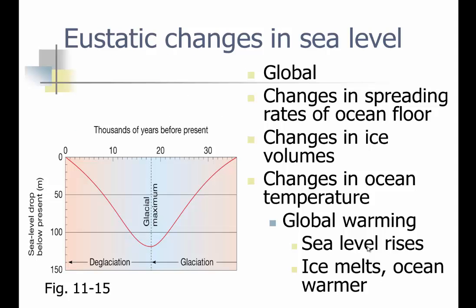Okay, so we got that slide. Next one is called eustatic changes. These are global changes, so all the things we talked about, tectonics, isostasy, and global warming, are going to change the level of the ocean. These can be done by seafloor spreading rates, actually spreading the ocean. If it spreads really fast, water levels will drop. Changes in ice volumes: we melt ice, it turns into water, fills the ocean. We form ice, it comes out of the ocean, lowers the level. Changes in temperature, and then global warming: sea level rises, ice melting, ocean warming.